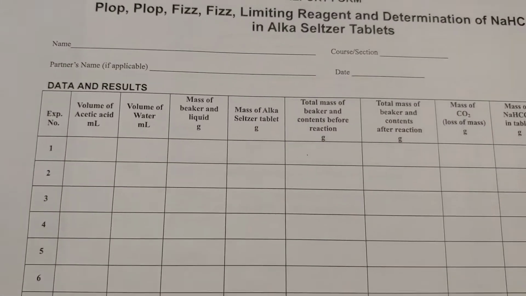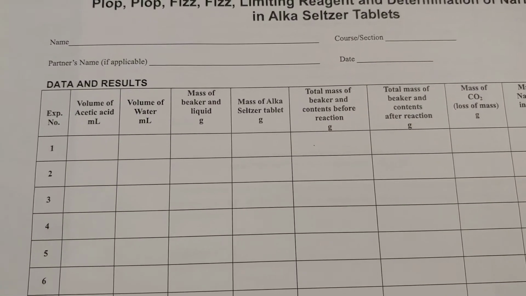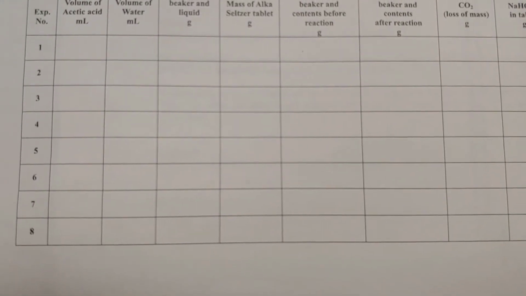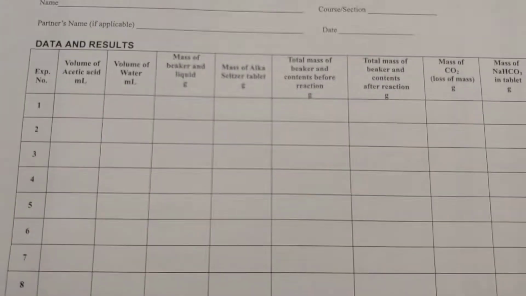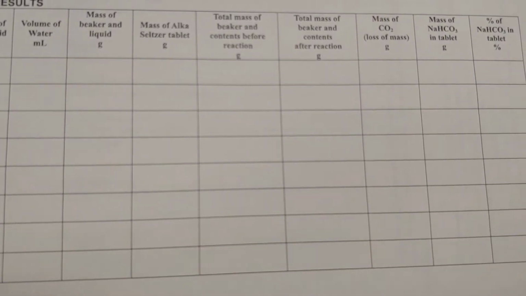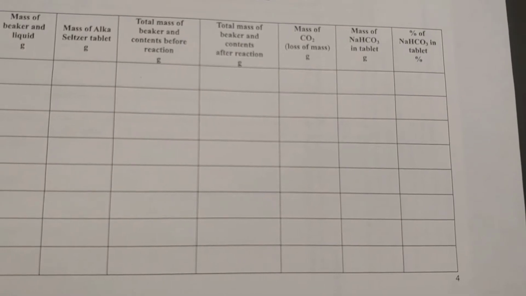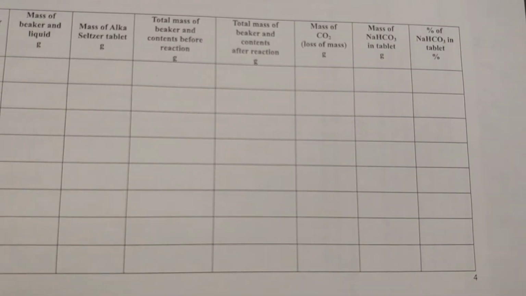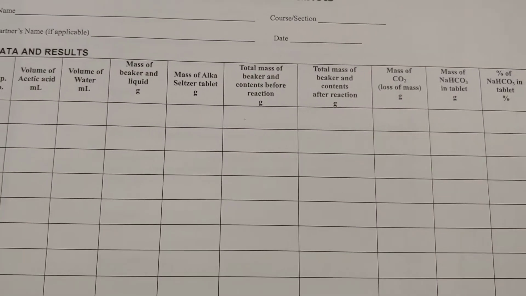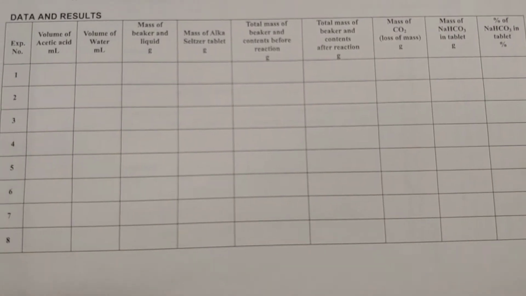And so you can see we're going to repeat this experiment a total of 8 times, initially starting with all water and no acetic acid, and then ending up at the end with no water and all acetic acid. And in each case, we're going to look at the total mass of the carbon dioxide lost. And from that, then be able to calculate the mass of the sodium bicarbonate in the tablet and what percent of that was actually the sodium bicarbonate. So we'll go ahead and proceed, and we'll be filling out this table as we go along. So thanks very much.